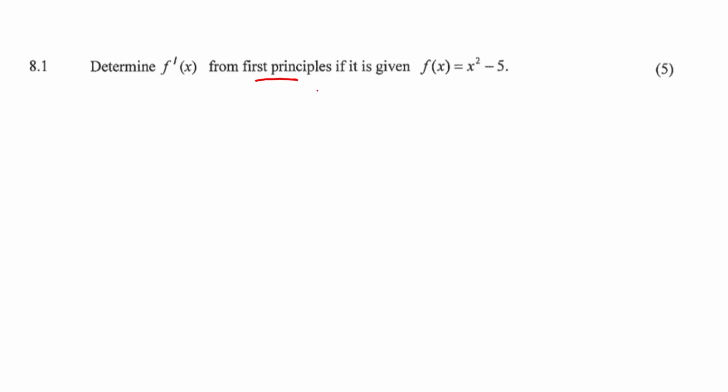From first principles, if it is given, f of x is equal to x squared minus 5. So this is a formula that is coming straight out of your formula sheet. I am going to write it down, and we need to plug in values and simplify. So these are the steps that we are going to take. We need to get the numerator first, and this is how we do it.